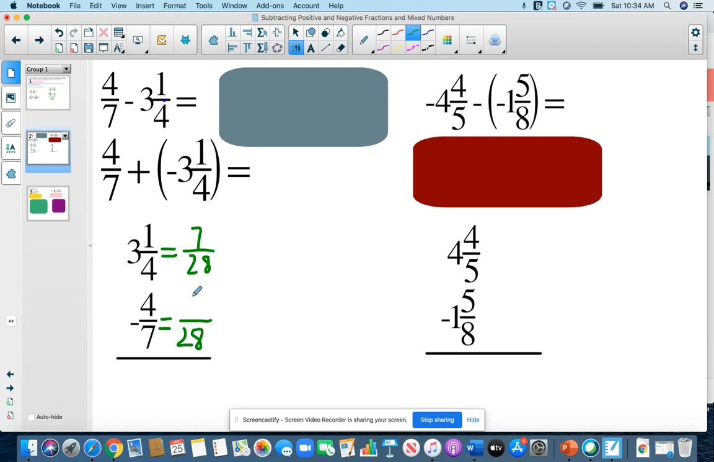We're going to go ahead and subtract. So we take 7 minus 16, but you cannot do that. So you've got to go ahead and regroup or make this an improper fraction. So I like to regroup. So we're going to make that 3 into a 2.